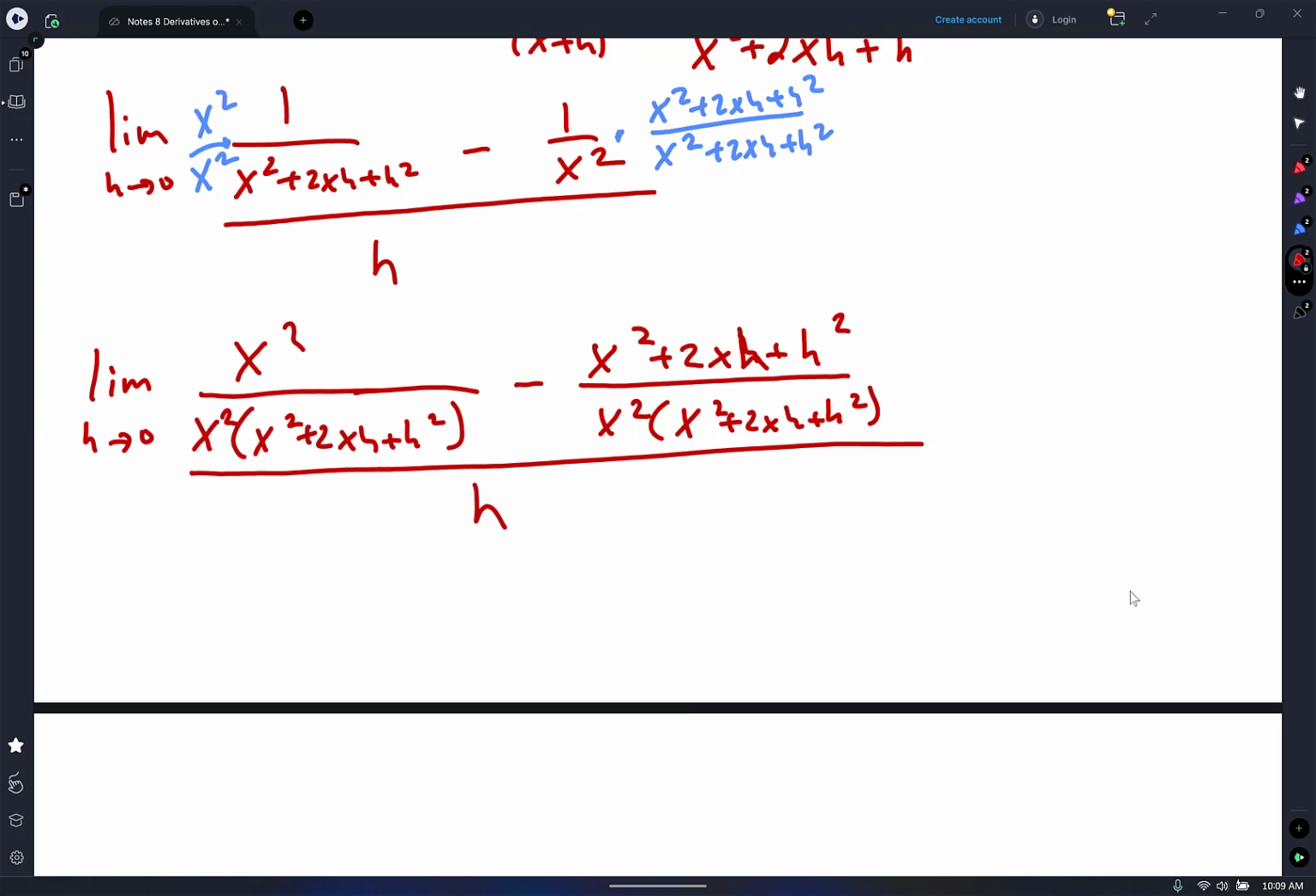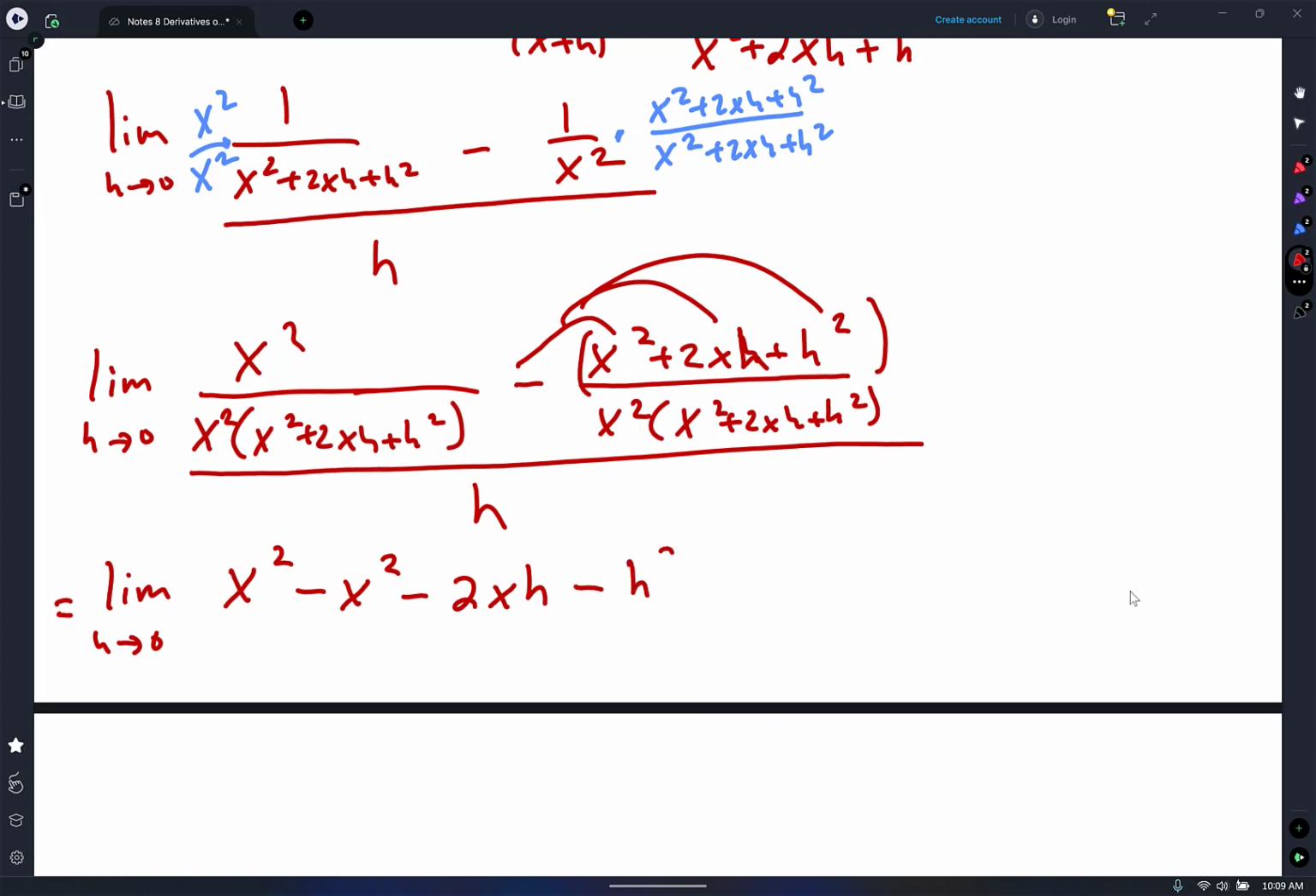I'm going to put it all together now. Put parentheses if it helps, because you have to distribute that negative there. Does that make sense? So here we go. I'm just going to write one limit statement. It's going to be a long one. Limit as h approaches 0. Here's my numerator: x squared minus x squared minus 2xh. I'm distributing the negative. Minus h squared over, and I'll write this denominator first and then I'll bring up the h. x squared, parenthesis, x squared plus 2xh plus h squared, close it, and bring up the h. Keep, change, flip. The h goes right there next to it.